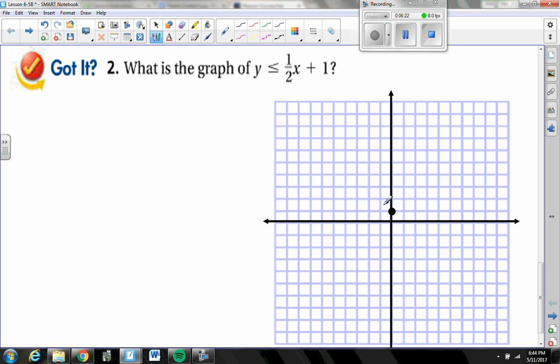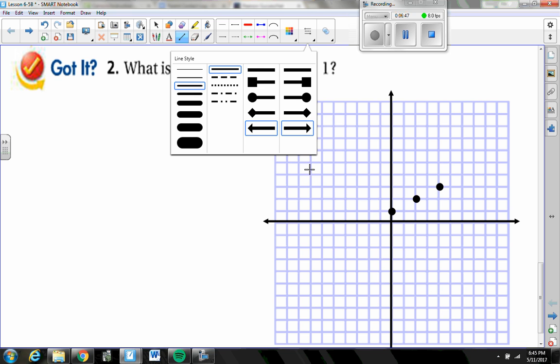As I mentioned, your y-intercept is a positive 1, so I start there, and my slope says up 1 over 2, up 1 over 2, and so on like that. Now this line actually needs to be solid because there is an equal to piece to this inequality. It says y is less than or equal to, so I need a solid line this time.